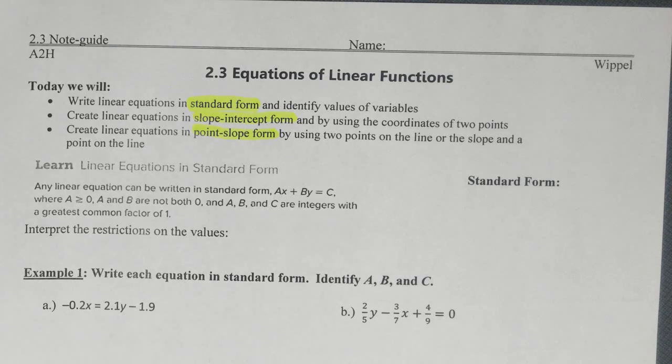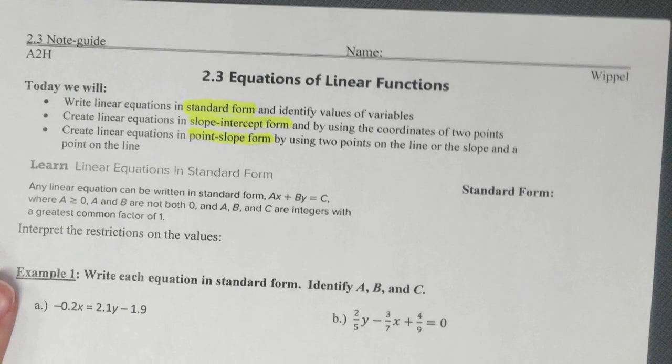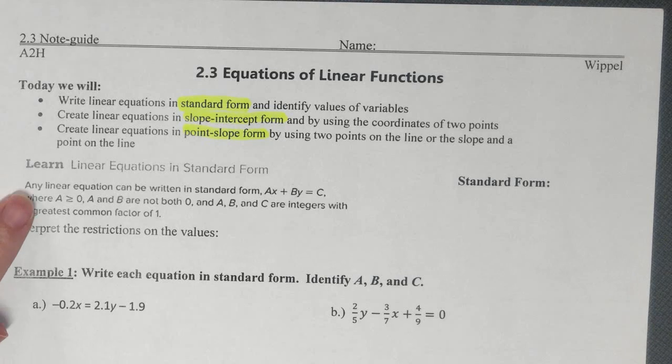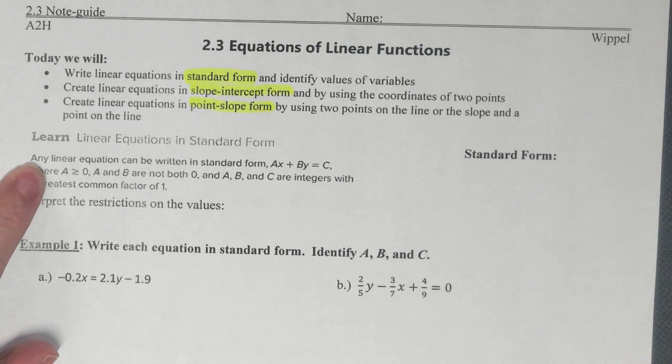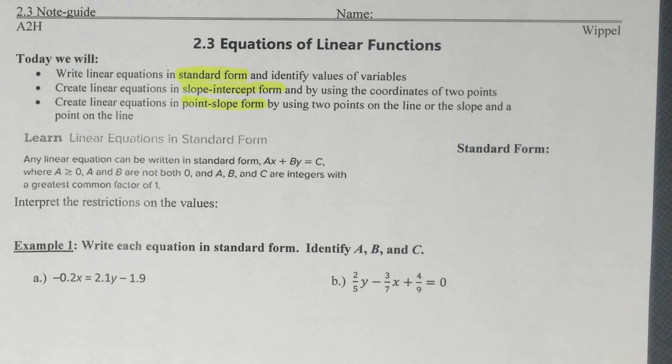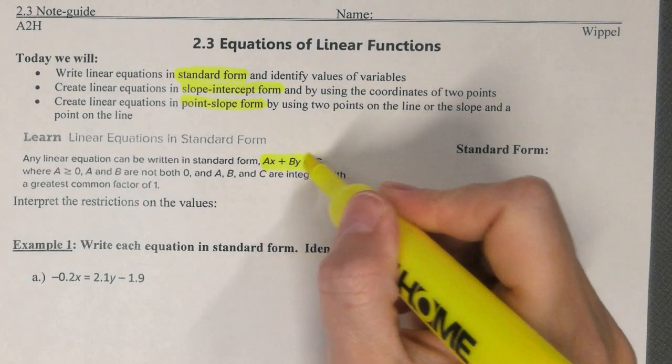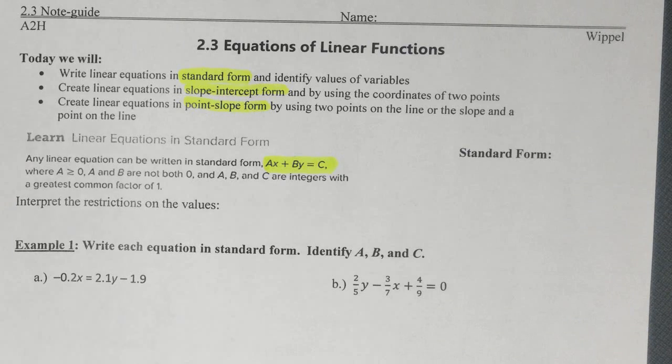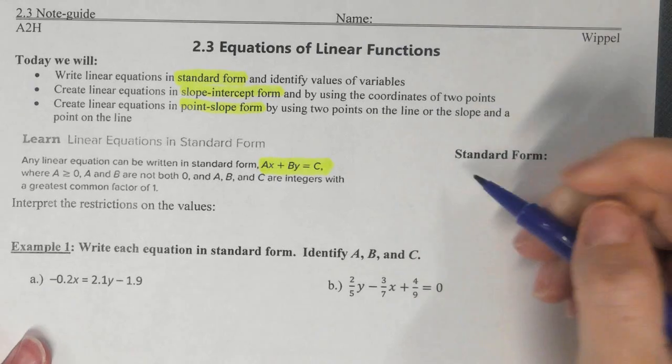And with those formulas as well, we're going to talk about the slope formula. So the first thing we're going to do is put equations in standard form. So let's read about this. It says any linear equation can be written in standard form, which is ax plus by equals c. Okay, so that's what the standard form is going to look like.